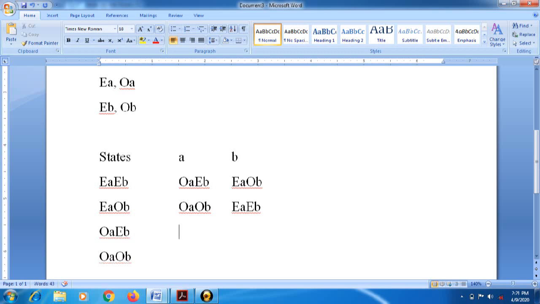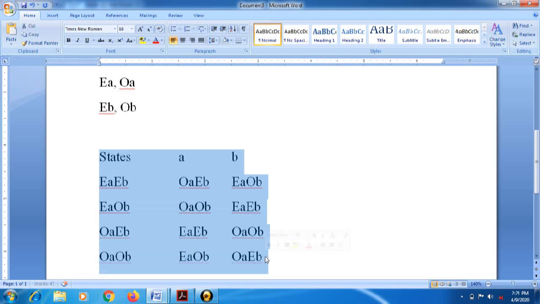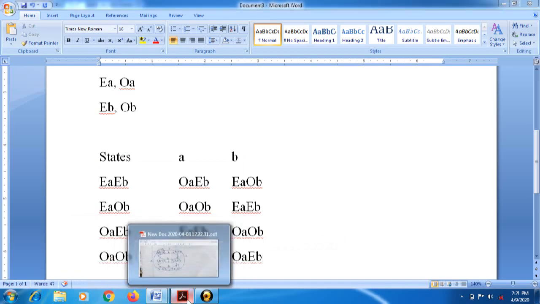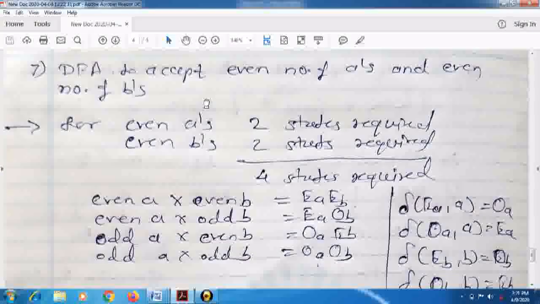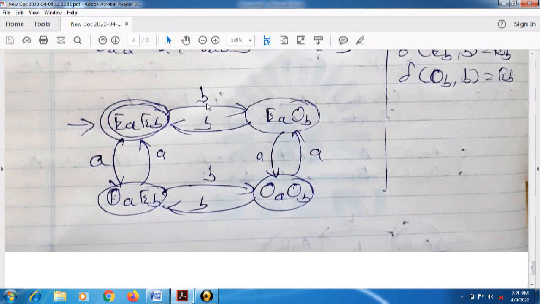OA EB with A goes to the acceptance state, and with B it moves towards the intermediate state, and that last state, that is OA OB. With A it goes towards EA OB, or with B it goes to OA EB. So this is the transition table for the given example. Now according to this, our transition diagram will become as this. This is the transition diagram for the given example.